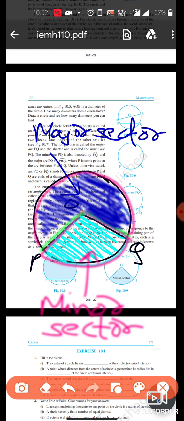If you have both the arcs the same and a diameter is there with you, that diameter will divide your circle into two equal halves, and that will be the semicircle. So a semicircle is a region formed by the diameter of a circle and equal arcs of a circle. Then next is what?